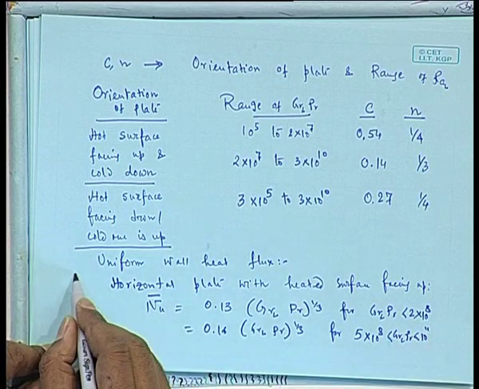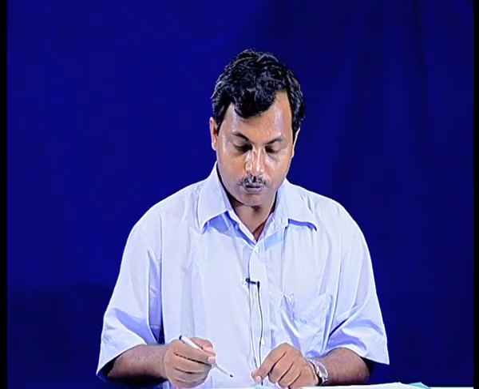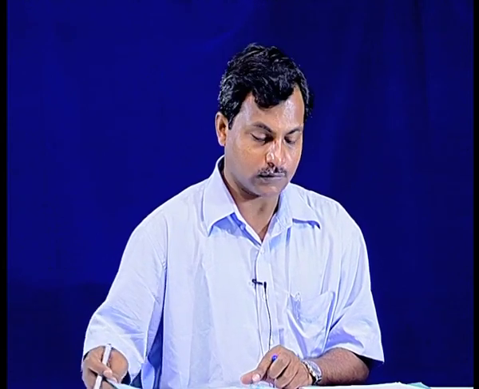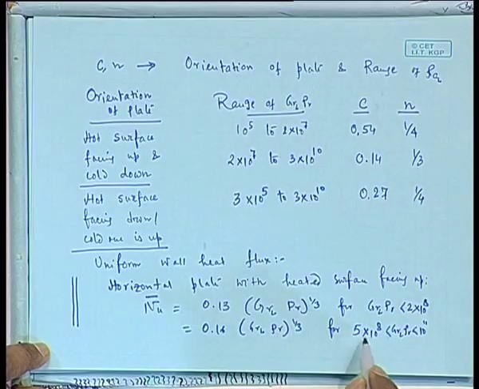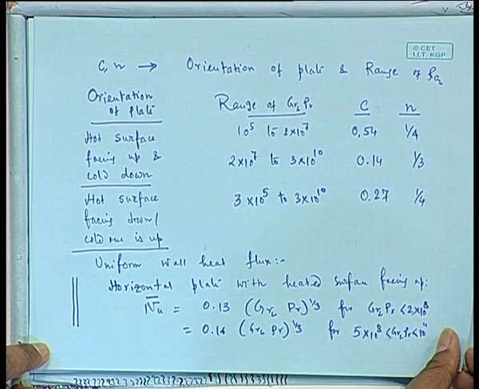Okay. So, in fact, there are so many correlations available. In the book of Holman or in Incropera and Dewitt, you will get a host of correlations for free convection for different situations, whether it is a horizontal plate, vertical plate, constant wall flux condition, constant wall temperature condition, horizontal cylinder, vertical cylinder, sphere, etc. Okay. Which one? This one? 5 into 10 to the 8, in the range of 5 into 10 to the 8 to 10 to the 11. Okay.